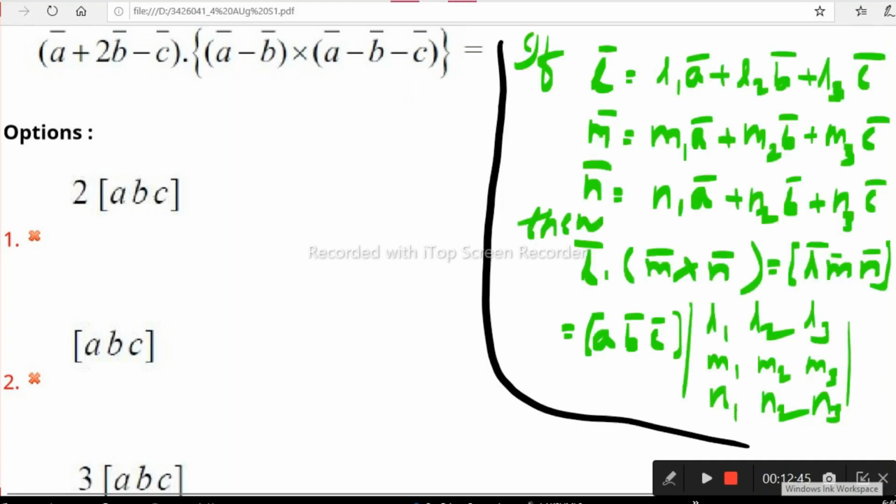If L, M, N are linear combinations of A, B, C, that means suppose L is in the form of L1A plus L2B plus L3C. Here are given to you. And M is in the form of, what is M here? M1A plus M2B plus M3C. Okay, this means L, M, N are linear combinations of A, B, C with the help of the scalars L1, L2, L3. That means when the vectors L, M, N are linear combinations of A, B, C, this is called a linear combination.